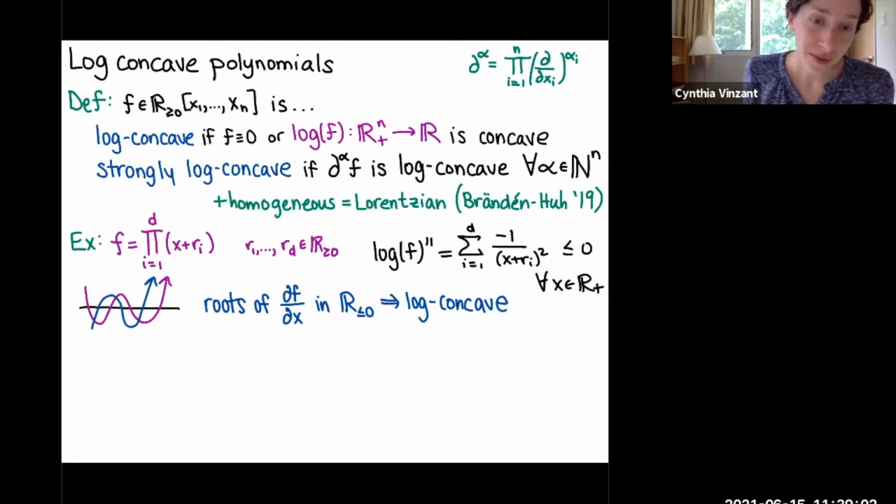And if you take the derivative of such a polynomial, then its roots will have to interlace the roots of the original, as I've tried to draw here. And in particular, they're all going to have to be real, and they're all going to have to be non-positive. So we get a polynomial of exactly the same form. So we could do the same calculation and find that it's log-concave.